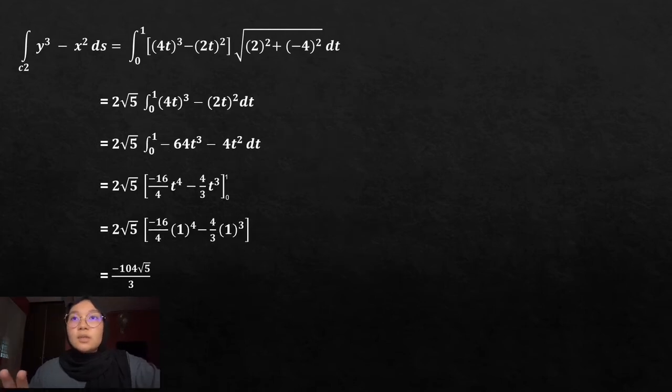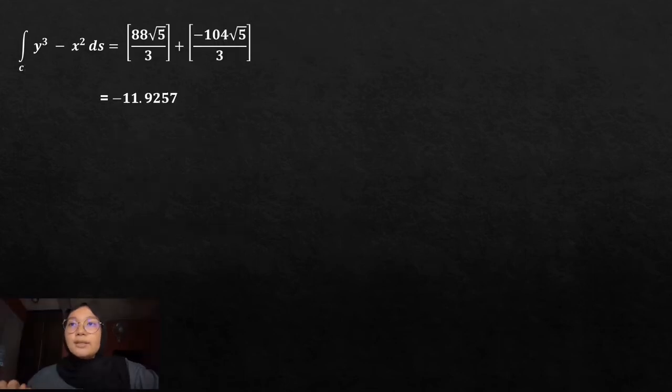So for C2, we substitute x and y with the coordinates that we got from the vector function for C2, which is the integral of (4t) cubed minus (2t) squared, times the square root of 2 squared plus negative 4 squared, dt. And then we will get 2 square root 5 times the integral of (4t) cubed minus (2t) squared dt. After simplifying, we get 2 square root 5 times the integral of 64t cubed minus 4t squared dt. For the next step, we substitute 1 into t and we will get negative 104 square root 5 over 3.